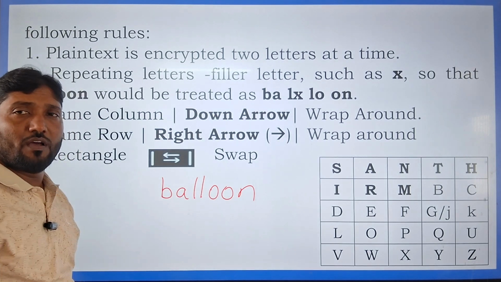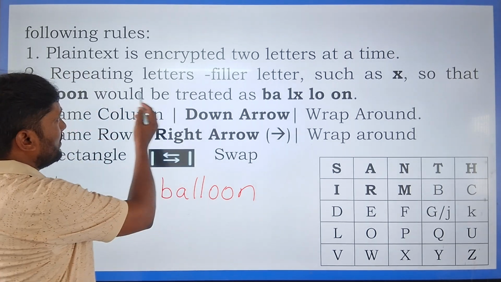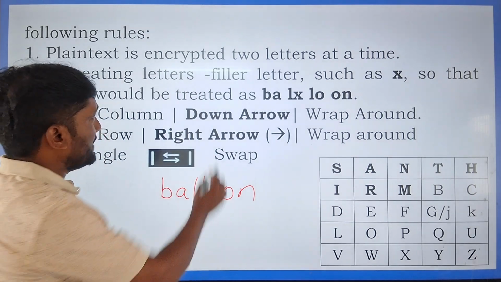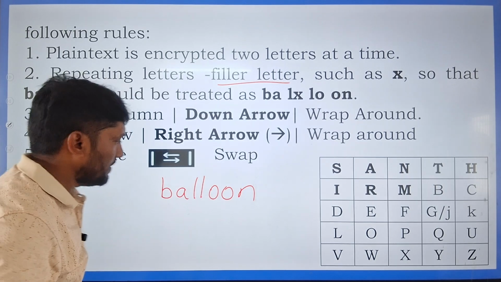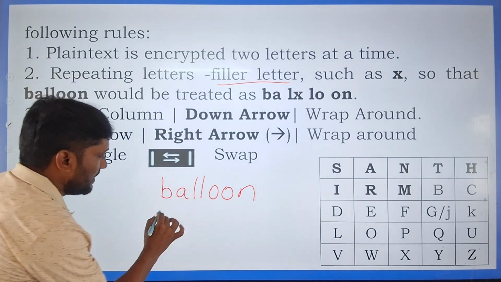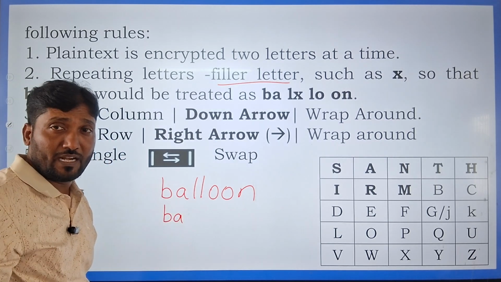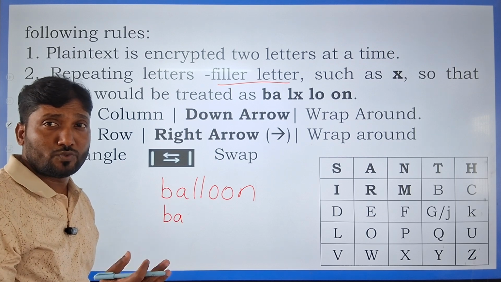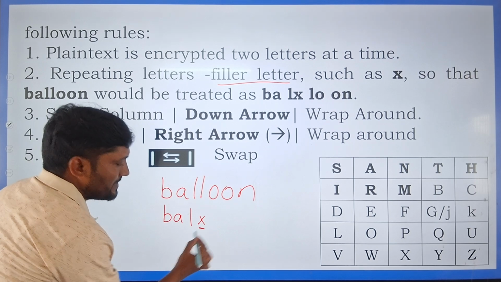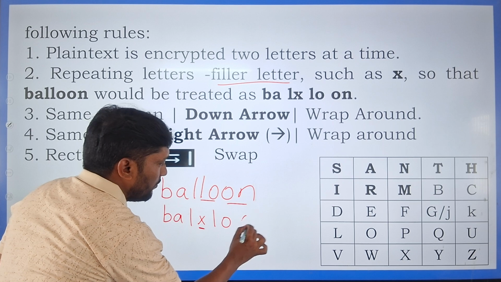So how do we divide the pairing letters? They can be divided by adding a dummy letter, called a filler letter. How can we divide these letters? By separating the same letters: BA is one pair, and then there is LL, a repeating letter. We separate these two letters by adding the dummy letter: LX, where X is the dummy letter, and next the pairs LO and ON.